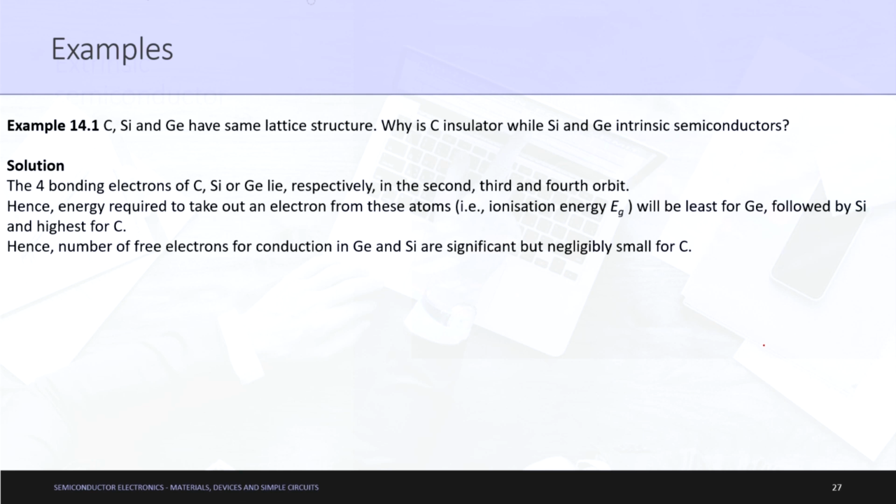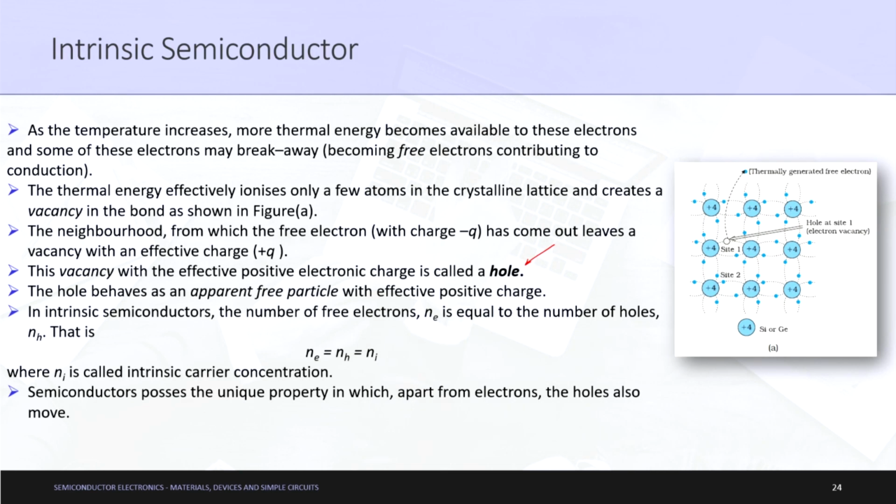Okay. So, just a recap of intrinsic semiconductors. What are the basic things which you need to remember for intrinsic semiconductors? The first thing is that for intrinsic semiconductors, the number of free electrons, denoted by Ne, is equal to the number of holes, that is Nh, which is also equal to Ni.